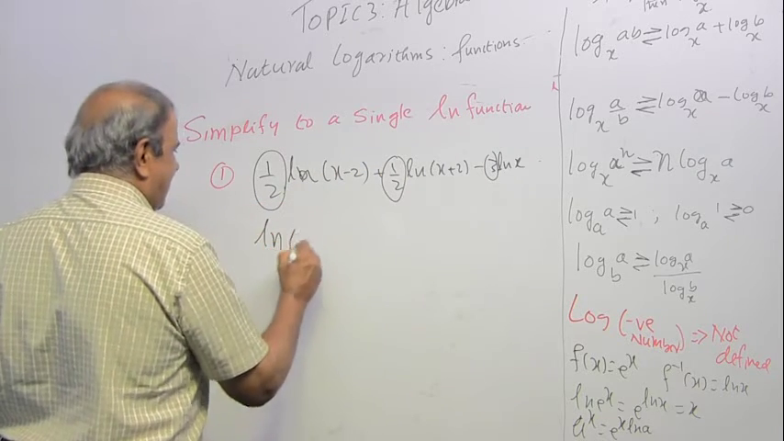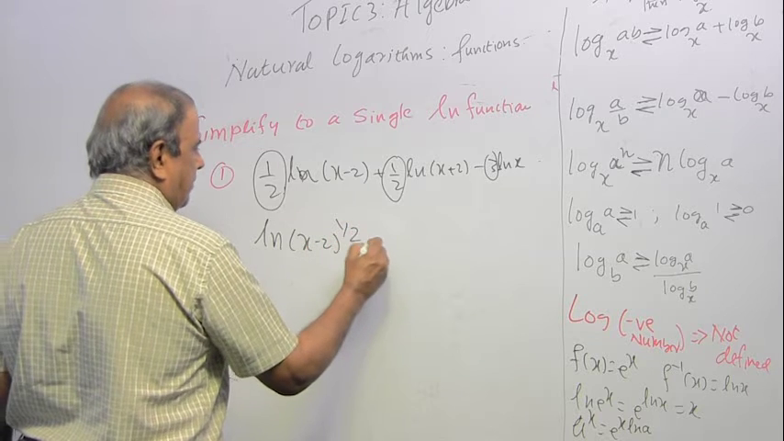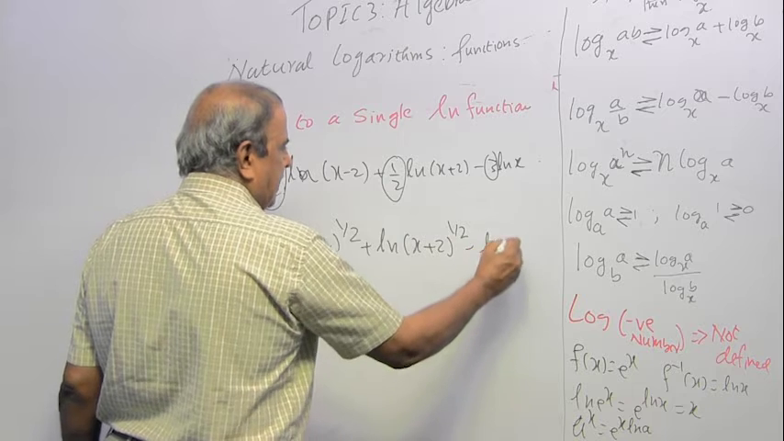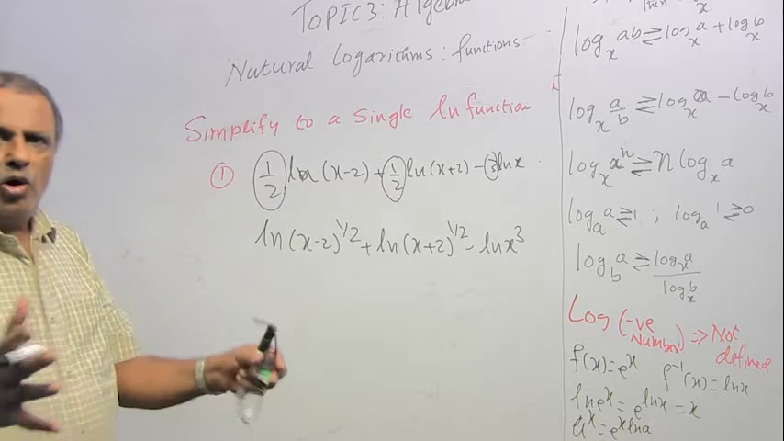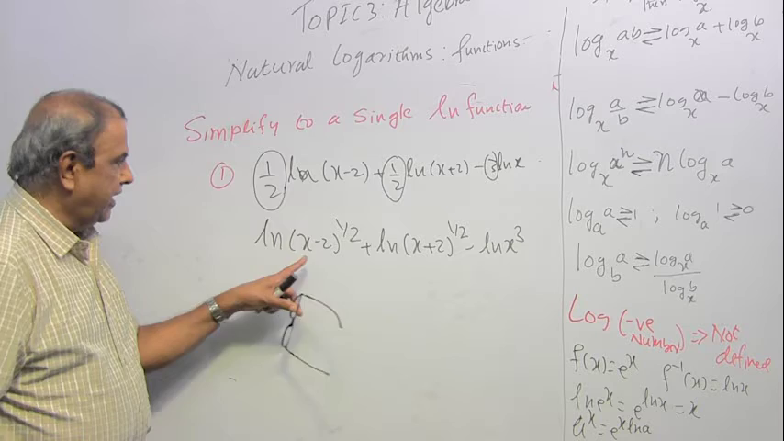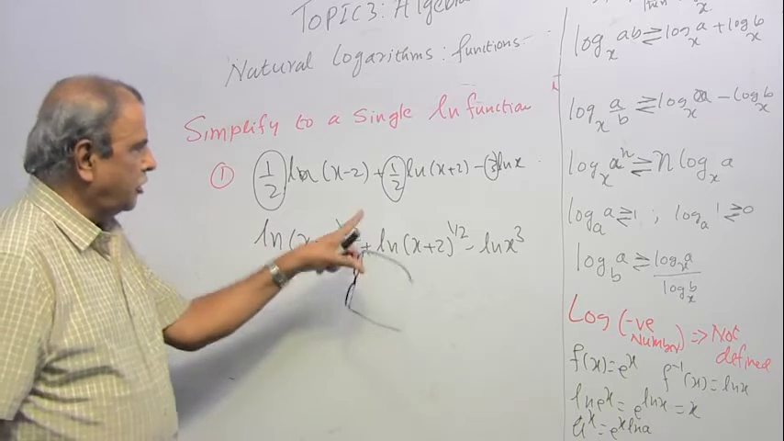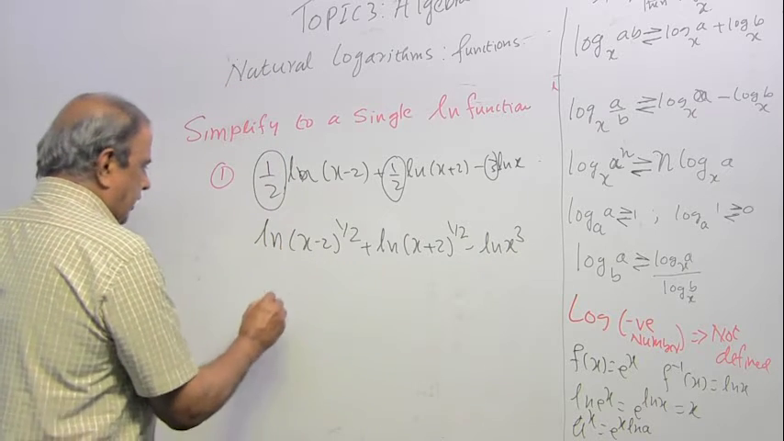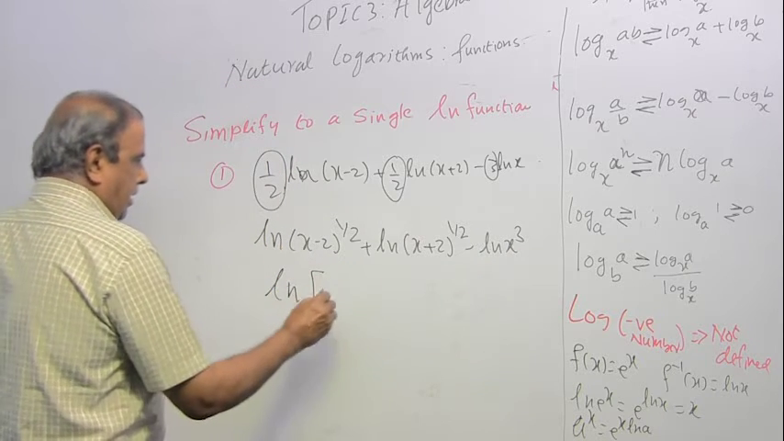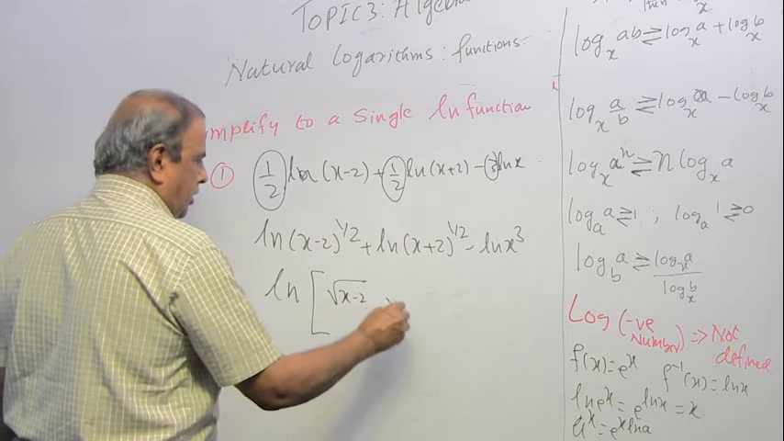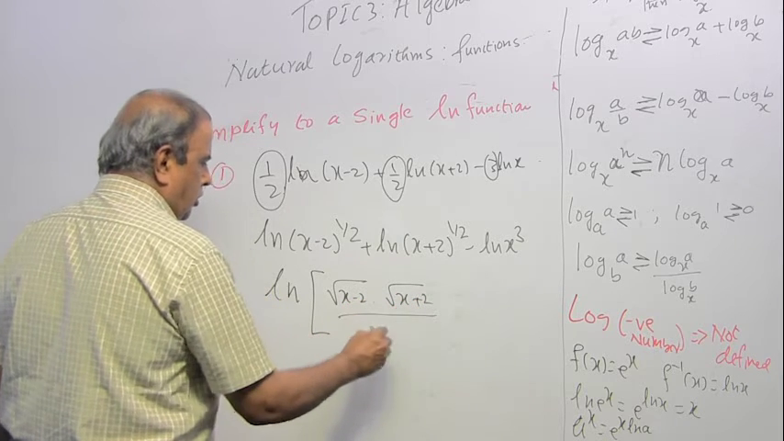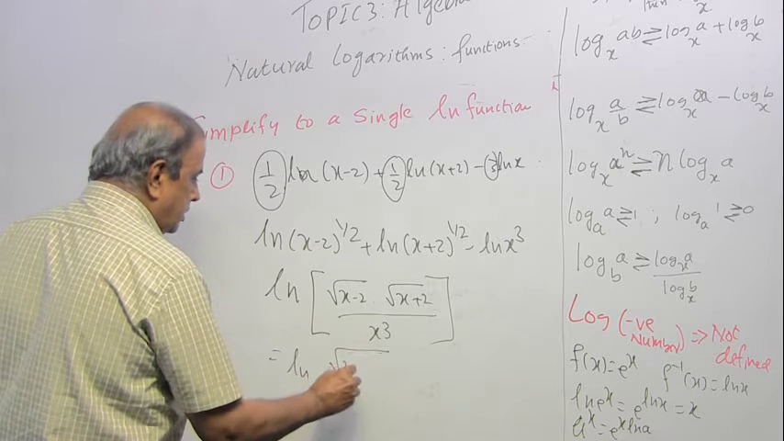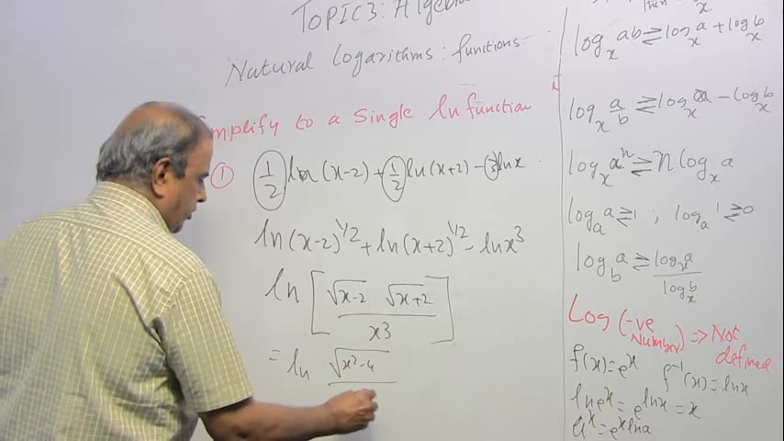So it is ln x minus 2 power half plus ln x plus 2 power half minus ln x cube. Now it is log to base e x minus 2 power half, log to base e x plus 2 power half, log to base e x cube. So it is log to base e square root of x minus 2 times square root of x plus 2 over x cube, which is ln root x squared minus 4 over x cube.